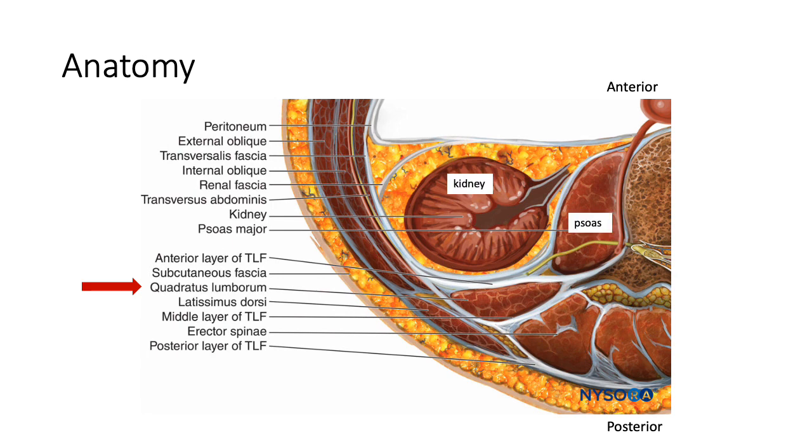In this image, the top of the picture is anterior and the bottom is posterior. The important structures include the kidney, psoas muscle, which is next to the spine, the abdominal muscles, including the external oblique, internal oblique, and transversus abdominis, the quadratus lumborum, and the erector spinae muscles.